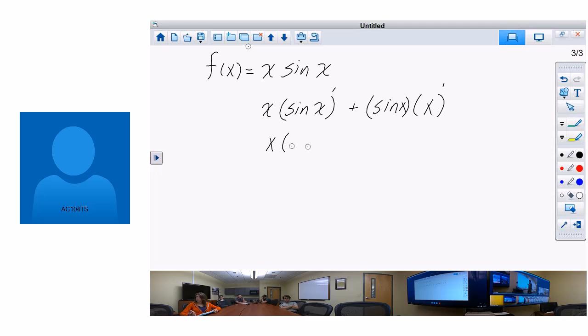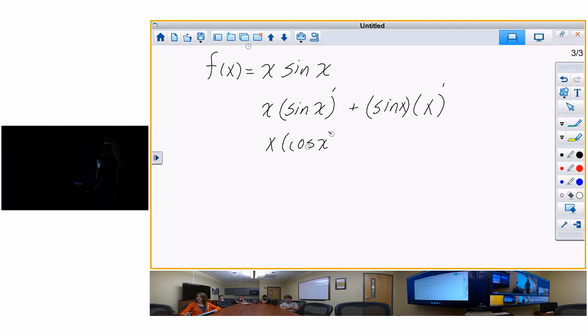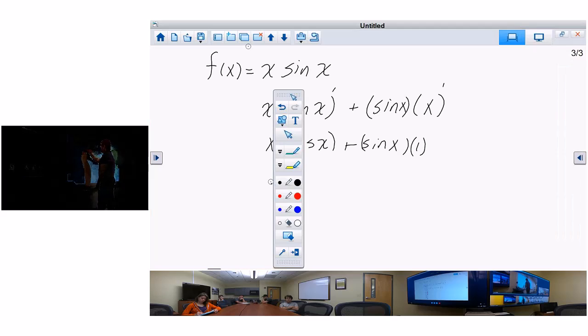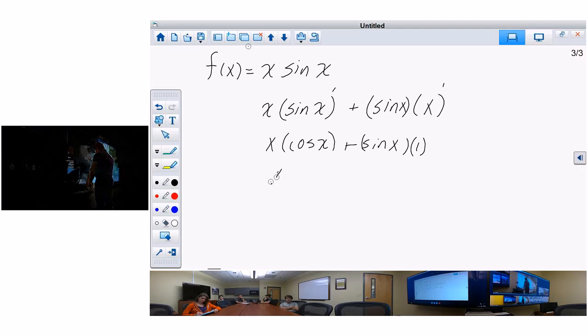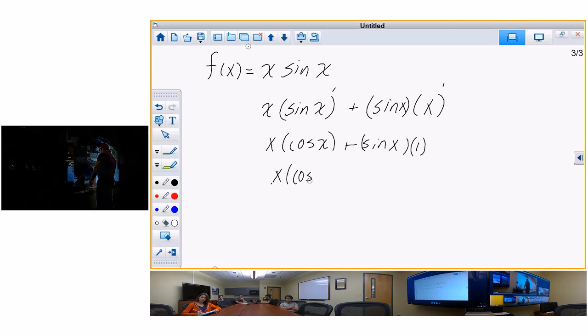All right, cosine of x plus sine of x. I'll do this derivative for you, times 1. There you go. All right, so that's x times cosine of x plus sine of x.